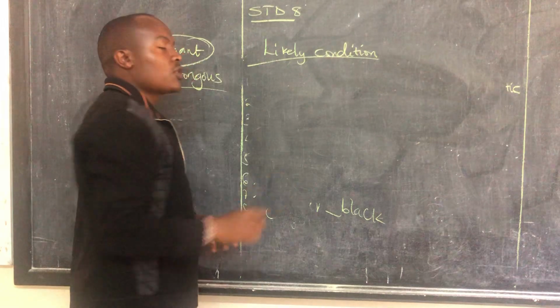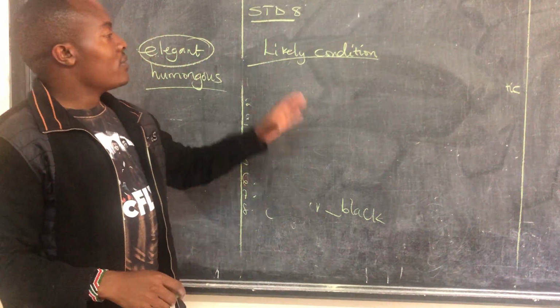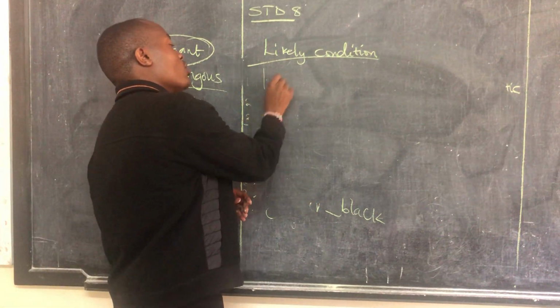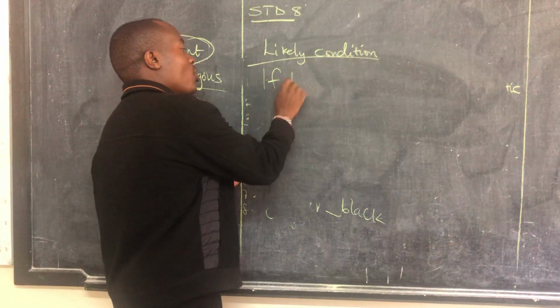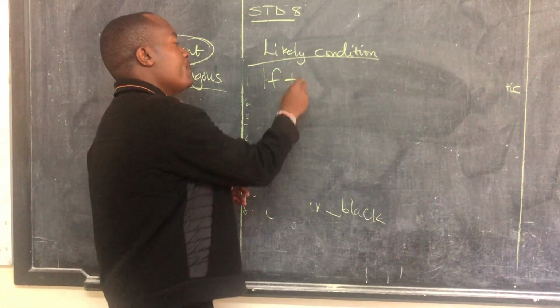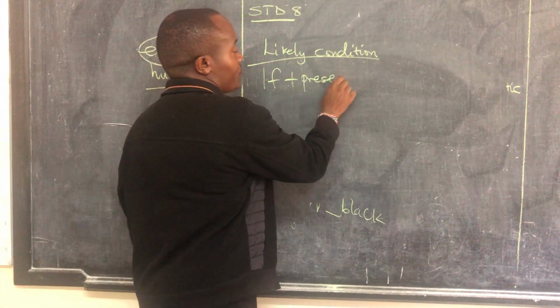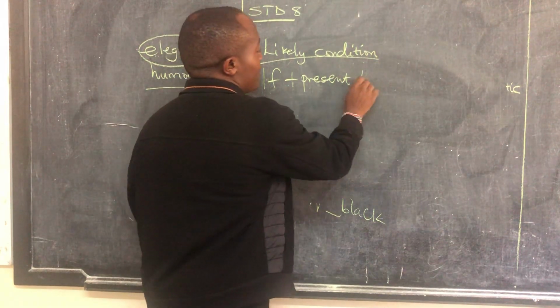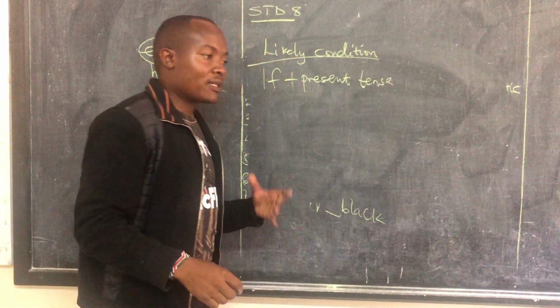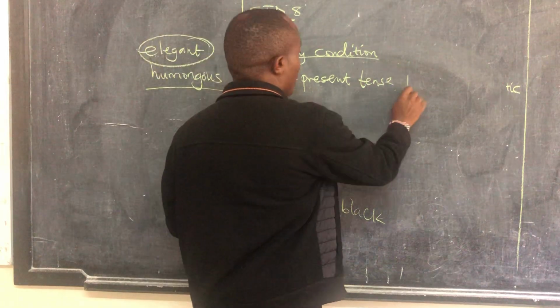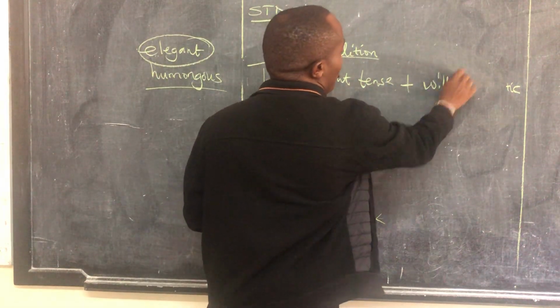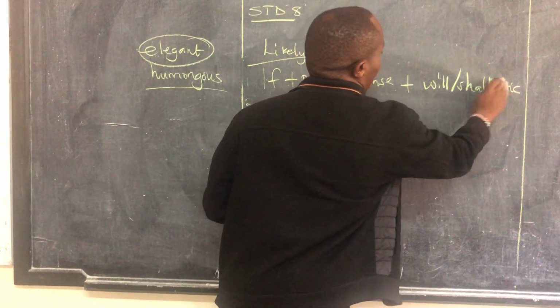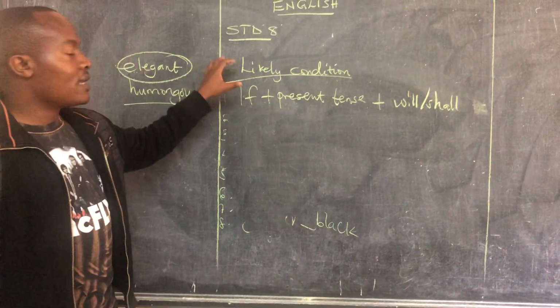Likely condition, also called probable condition. This one, we must have first the condition clause, which is "if." What follows "if" will be present tense. Some people call it simple present tense. And then what follows will be either "will" or "shall." Will or shall. That is the likely condition.